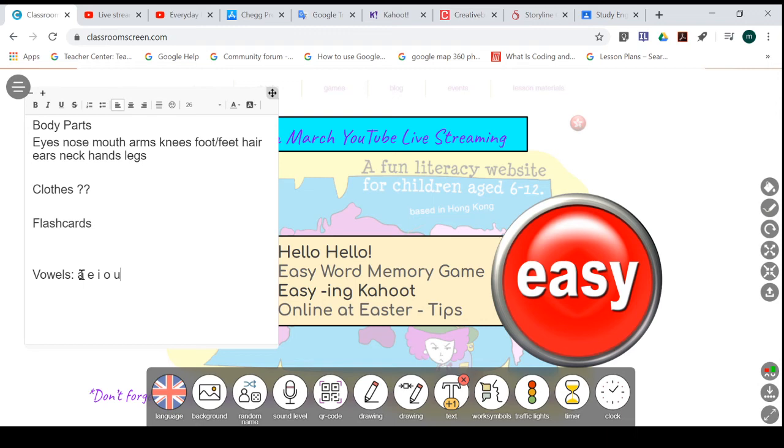So you've got a long A and a short A. You've got a long E and a short E. You've got a long I and a short I. You've got a long O and a short O. And a long U and a short U. And this is very important for our ing.